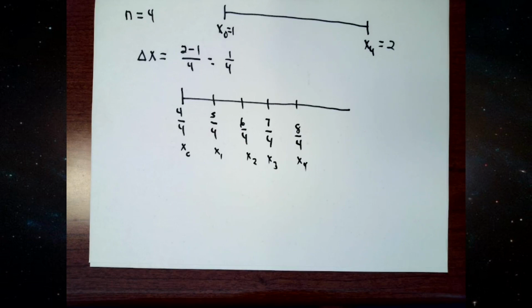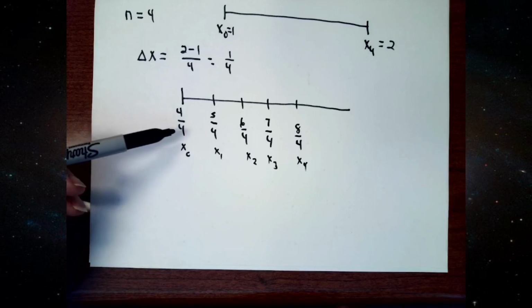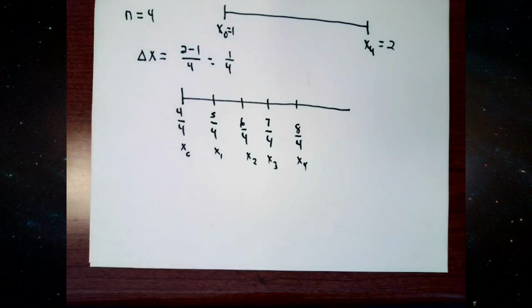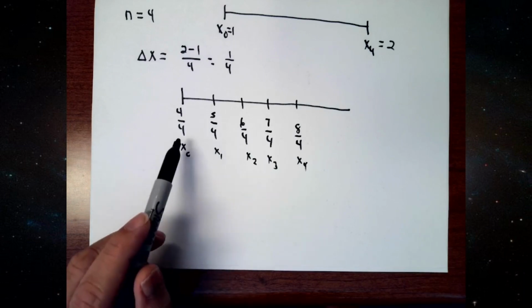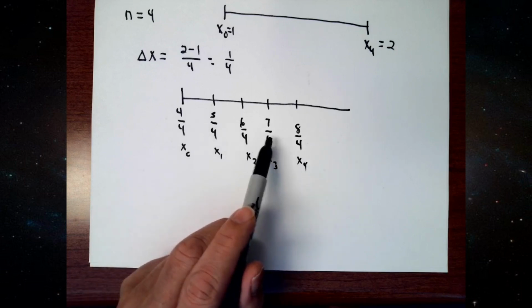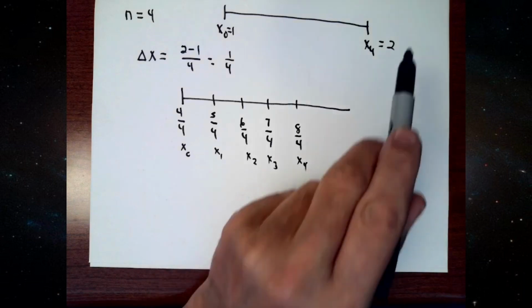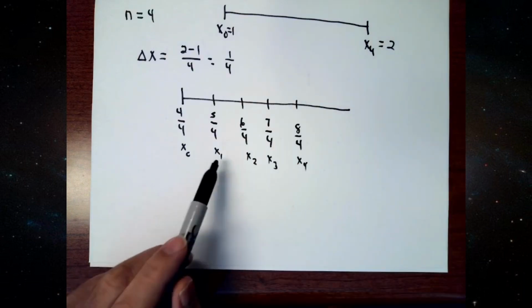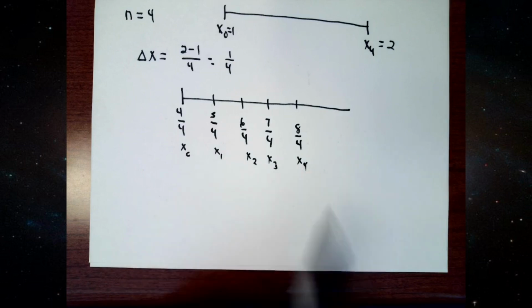For the n equal 4 case, delta x will be 1/4. Because my function is the reciprocal function, it'll be convenient for me to write these things as fractions. So x0, which is 1, is 4 over 4. And each consecutive x number will be 1/4 more than that. So 4 over 4, 5 over 4, 6 over 4, 7 over 4, 8 over 4, which is 2. x0, x1, x2, x3, and x4.